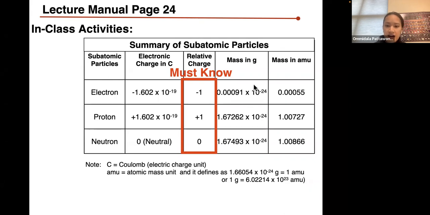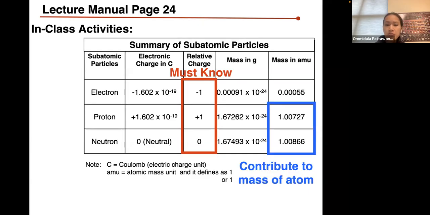So therefore, if you divide this number right here by this conversion right here, you are going to get the amount in AMU, the atomic mass unit, or U in general. You are probably going to notice that the mass of a proton and neutron are a lot greater than the mass of an electron, by almost 2,000 times. So in this case, the mass of an atom comes from the proton and neutron only.